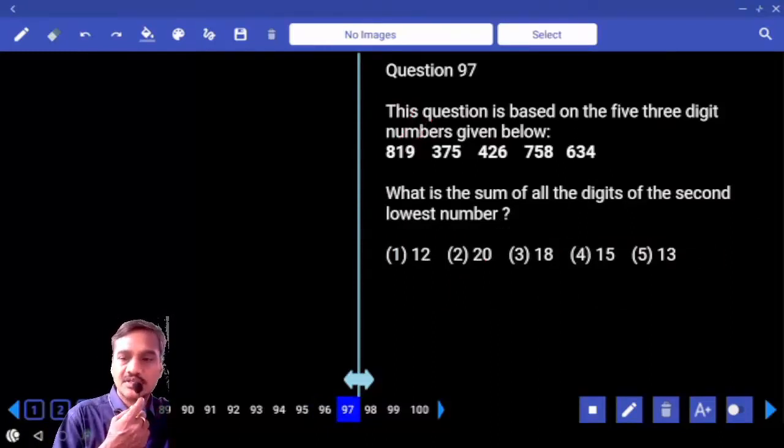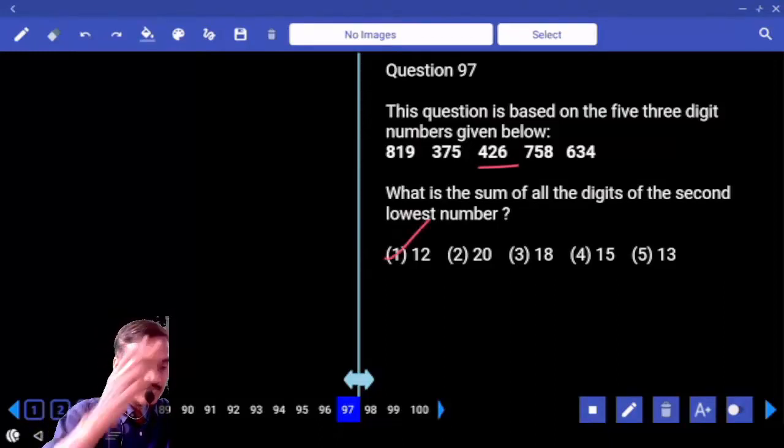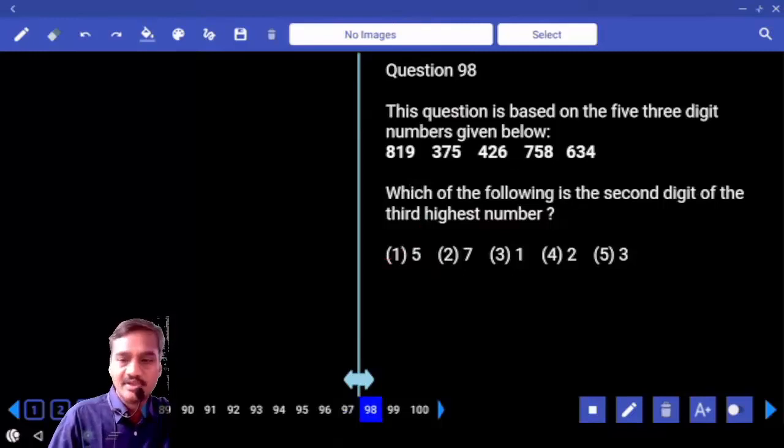Now, what is the sum of all the digits of the second lowest number? My second lowest number is 426. 4 plus 2 plus 6, that is 12, choice 1. And 98. Which of the following is the second digit of the third highest? Third highest is 634. Third digit, 3, choice 5.